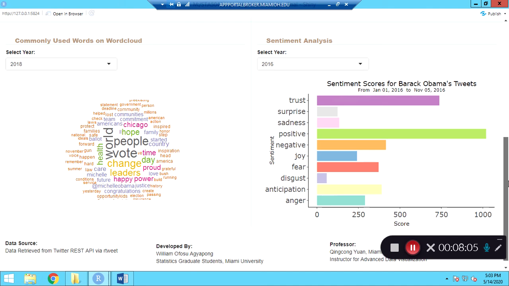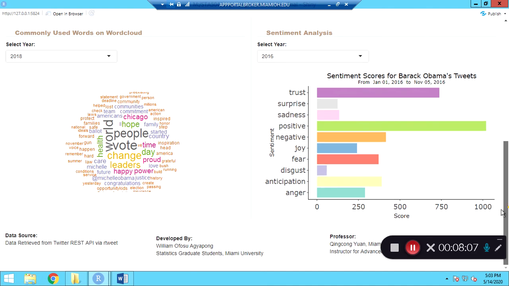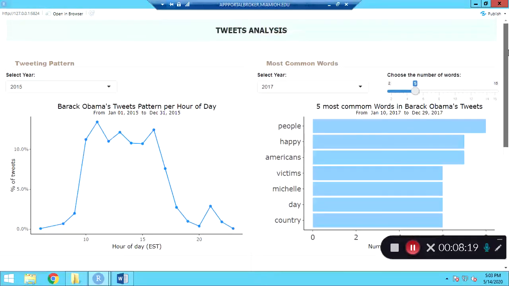So that is how the application works. And right at the bottom here we have the source and then the developer and then the professor for the course. Thank you.